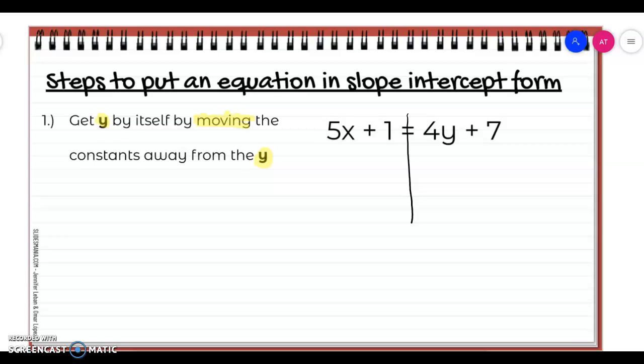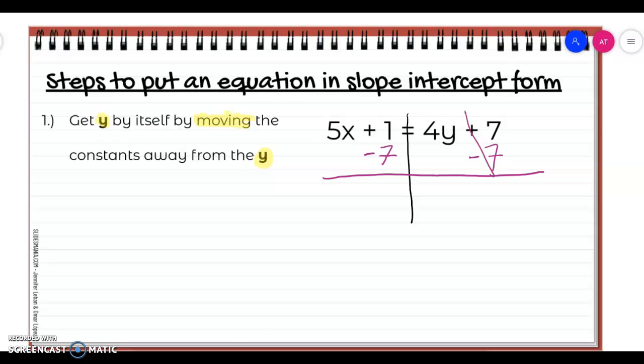So I need to get rid of anything on, sorry, not the left side, the right side. I need to get rid of anything on the right side that's not a y. So I need to get rid of this 7. Well, it's a positive 7, so the opposite would be a negative 7. So I'm going to subtract 7 from both sides. Make sure that you put the 7 underneath the 1 because that's a constant. It's a number without a letter.